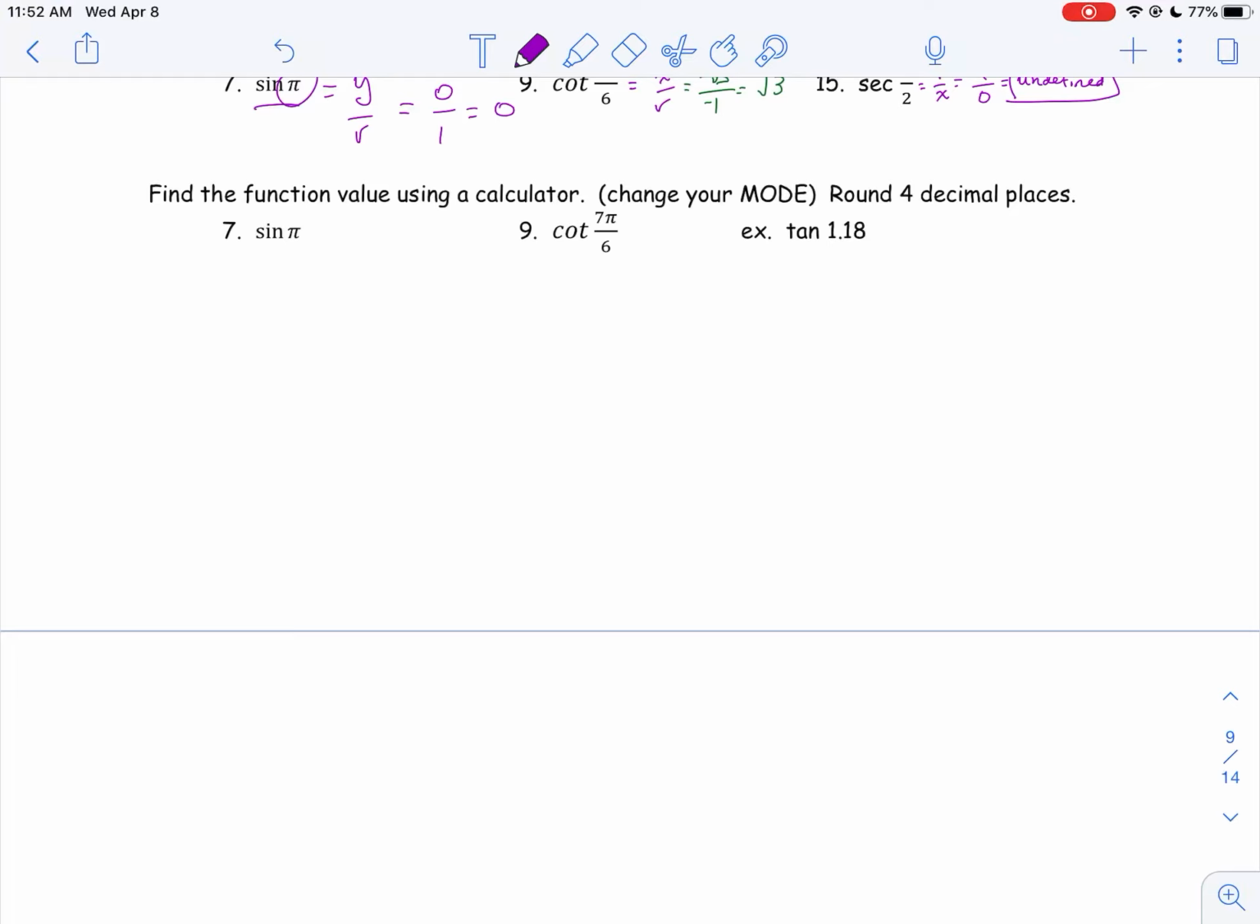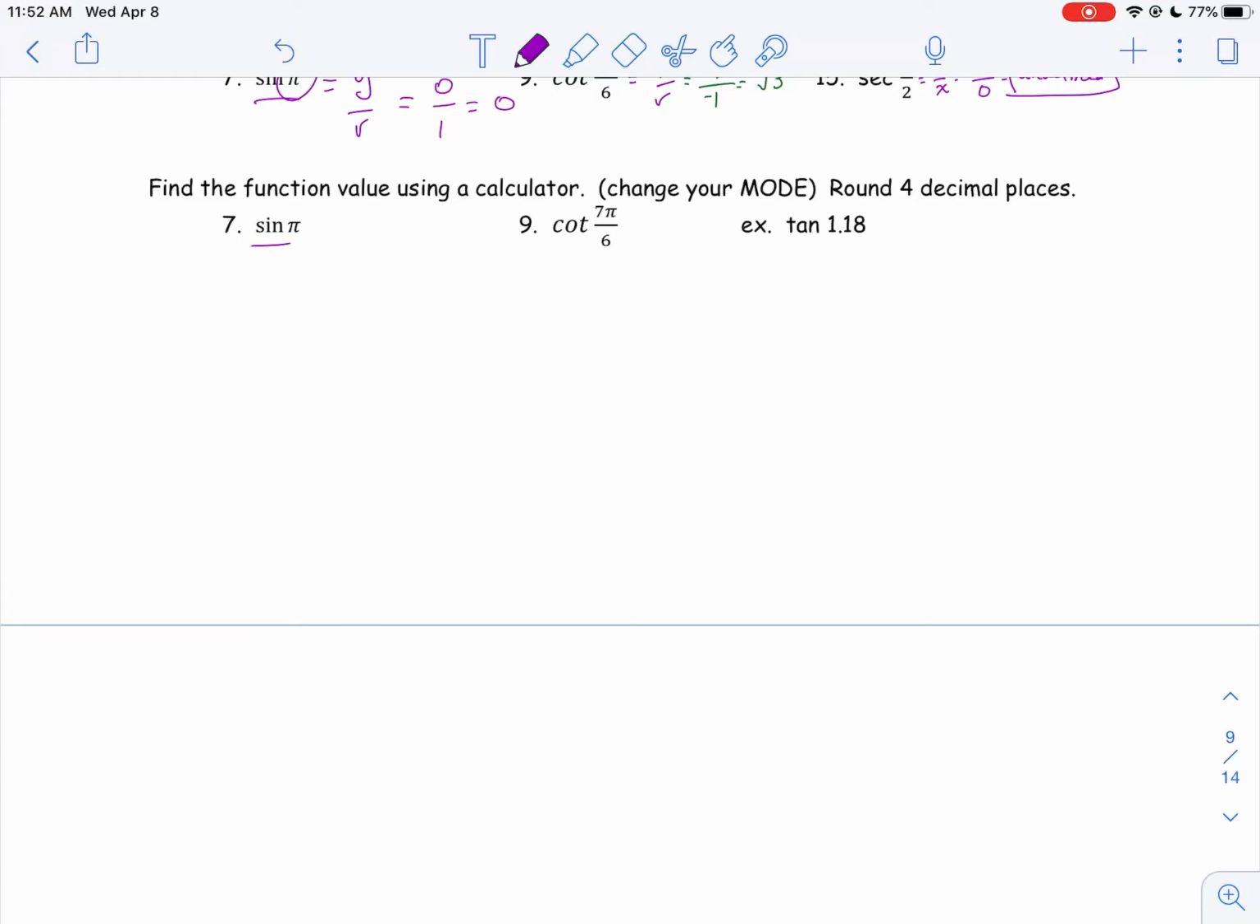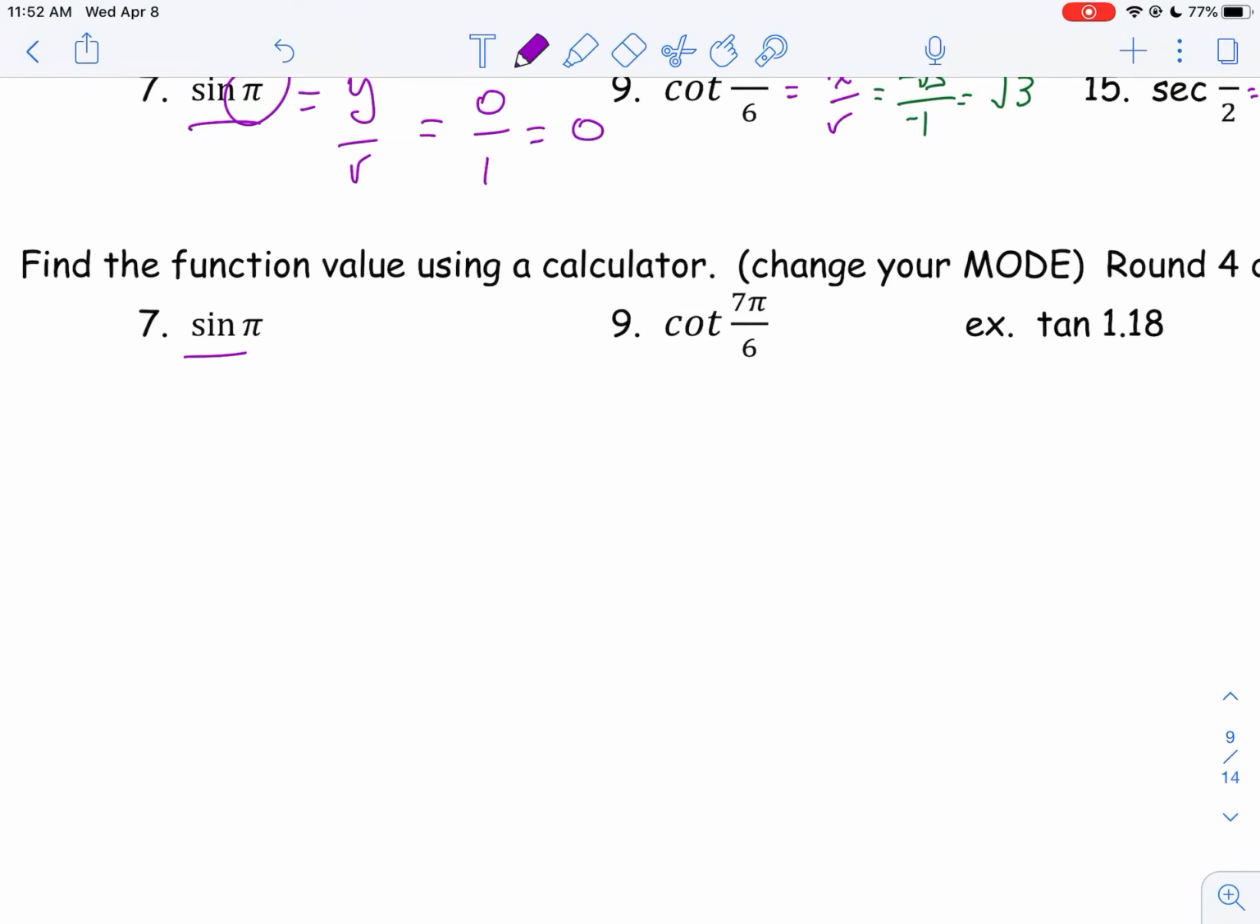Welcome. This is a quick video over using your calculator and trig functions. So I'm guessing if you type in sine of pi into your calculator now, it's going to give you the wrong answer. I'm guessing it's going to give you something like 0.0548. Now, you might say, well, how can that be wrong? Like, I just typed it in the calculator.